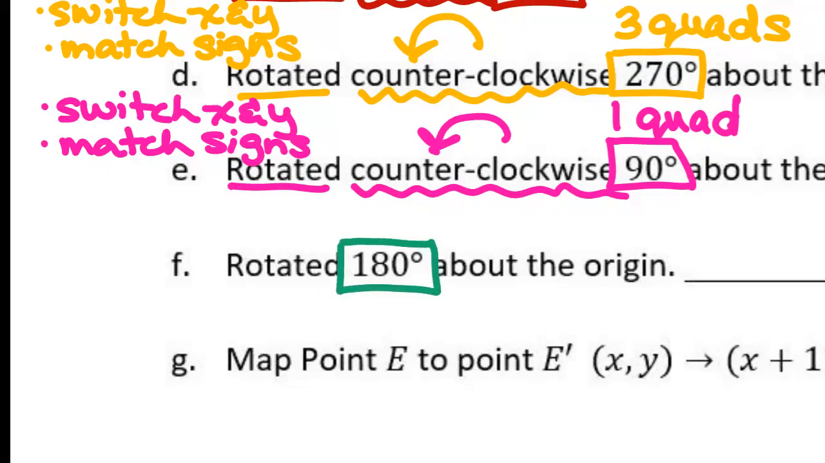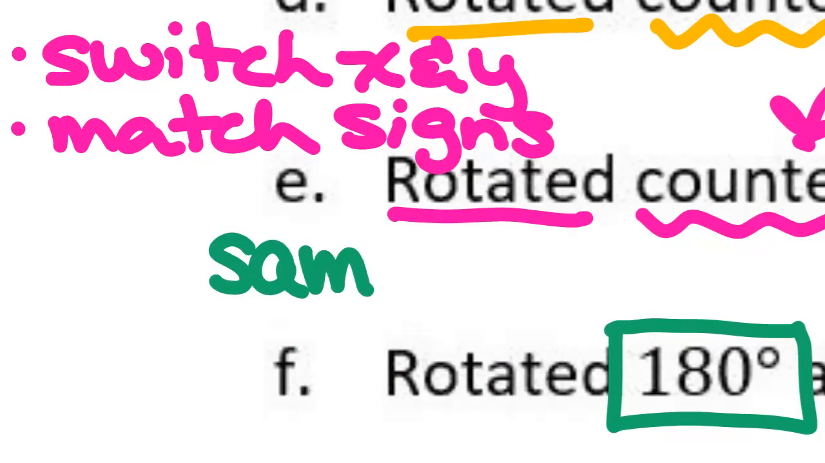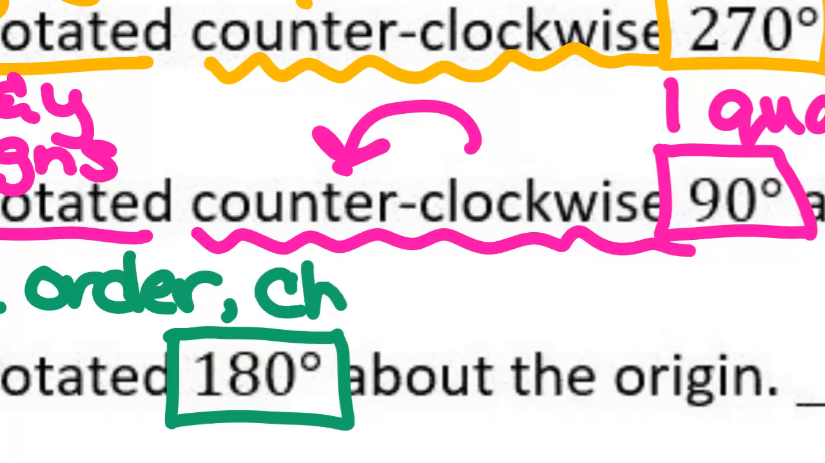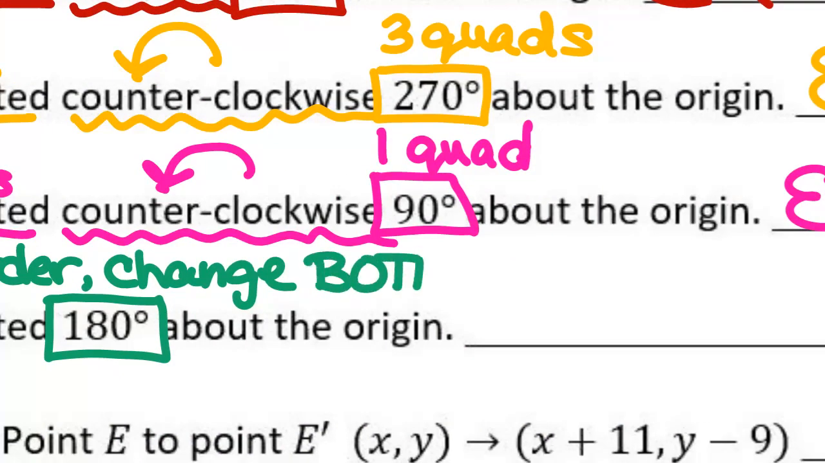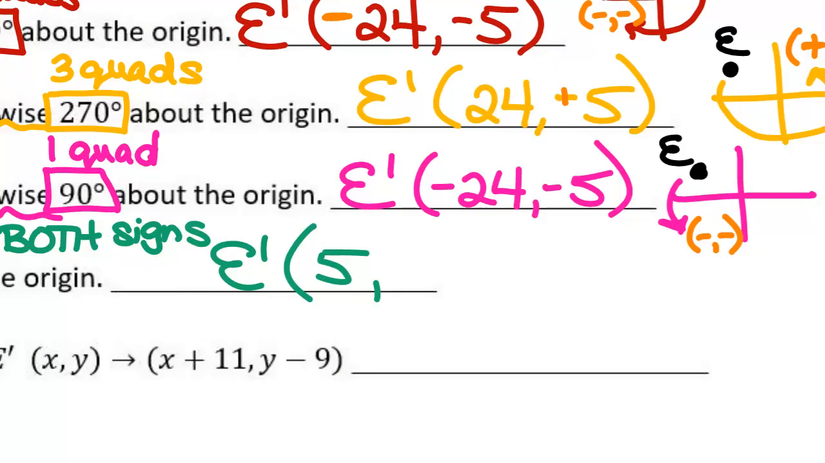Part F, we're going to go 180 degrees about the origin. It doesn't matter whether it's clockwise or counterclockwise. We will leave the numbers in the same order, but we will change both signs. So my point E prime, I leave my numbers in the same order, but this negative 5 becomes a positive 5. The positive 24 becomes a negative 24.